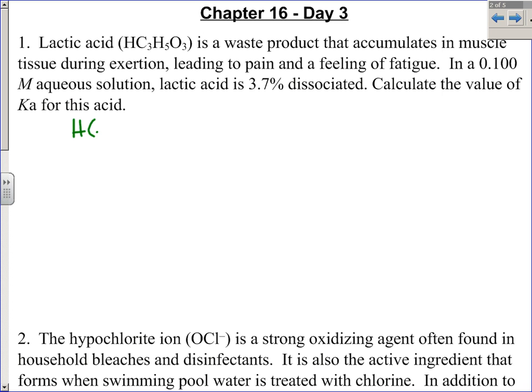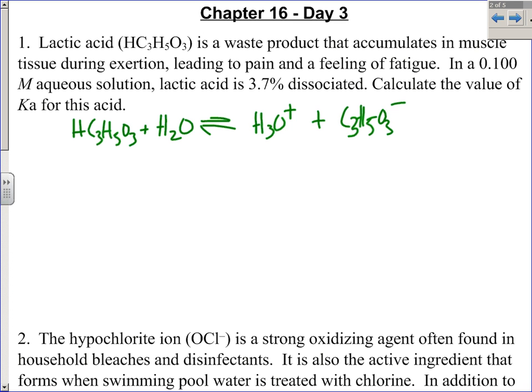So I have lactic acid, which is C3H5O3. I'm going to write the hydrolysis for that in water. So what happens when I put it in water? Well, as an acid, it's going to give a proton to H2O, making H3O plus, and what I'm going to be left with is the conjugate base of that substance, which would be C3H5O3 minus. So that would be the dissociation reaction that we're looking at.